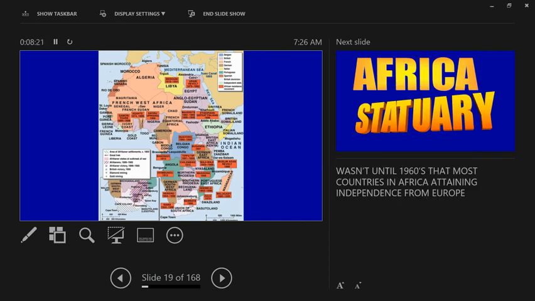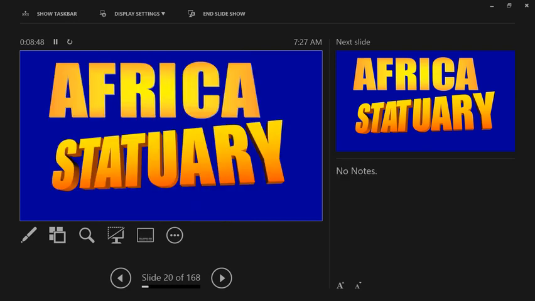This map right here shows the dates at which the African nations became independent again. So they had to fight and attain their independence from Europe. And it wasn't until the 1960s that most countries in Africa attained their independence from Europe. All right, so that brings us to African art.